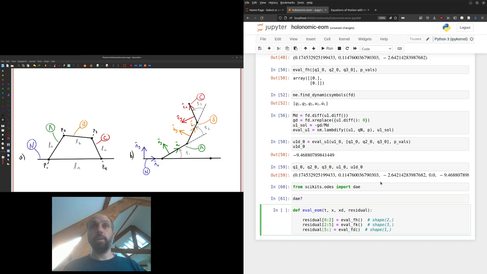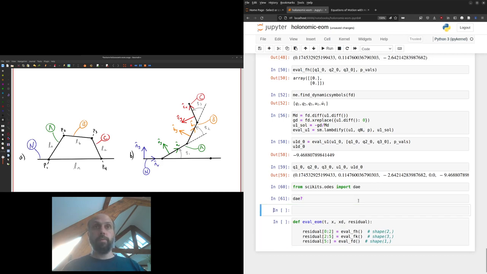I think that looks good. All right, well, we have an eval FH. I don't think we have an eval FK. So let's create those. Eval FK. First, remind ourselves what is in FK. Find dynamic symbols.